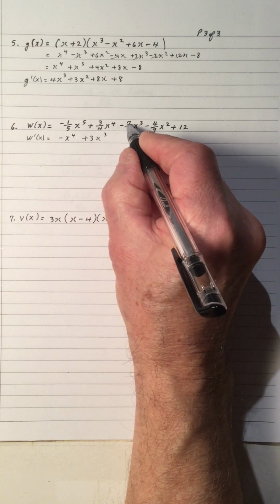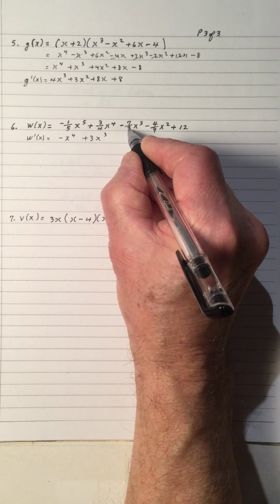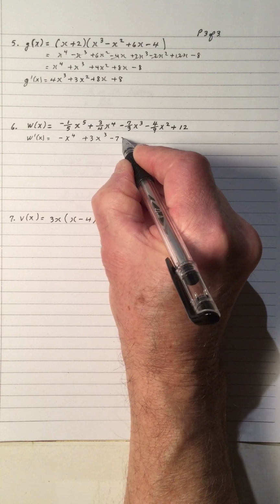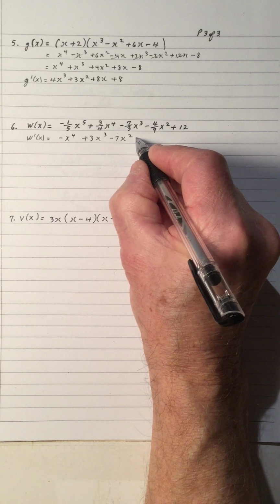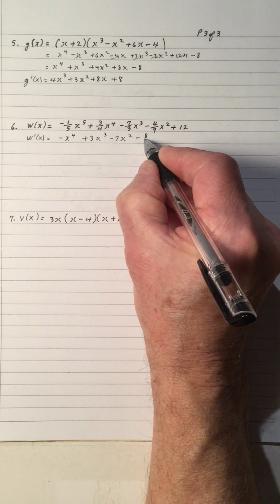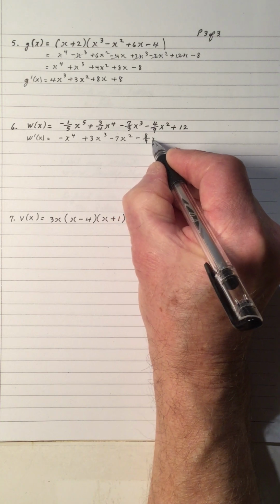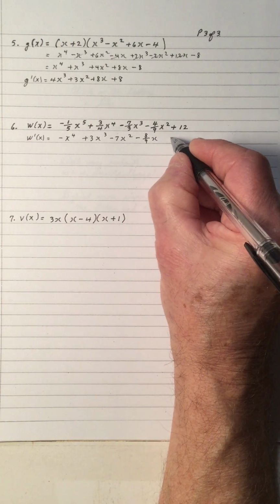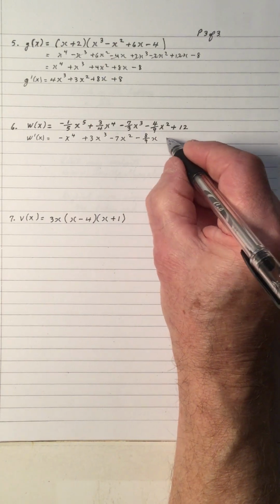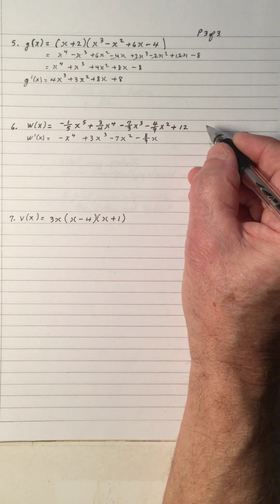And 3 times 7 over 3, 3's cancelled, I get a negative 7x squared. And the 2's don't cancel, so I get a negative 8 over 9x. The 2 goes to a 1. And that's a constant, so that's a 0. So there's the derivative. I don't have to put the 0 in.